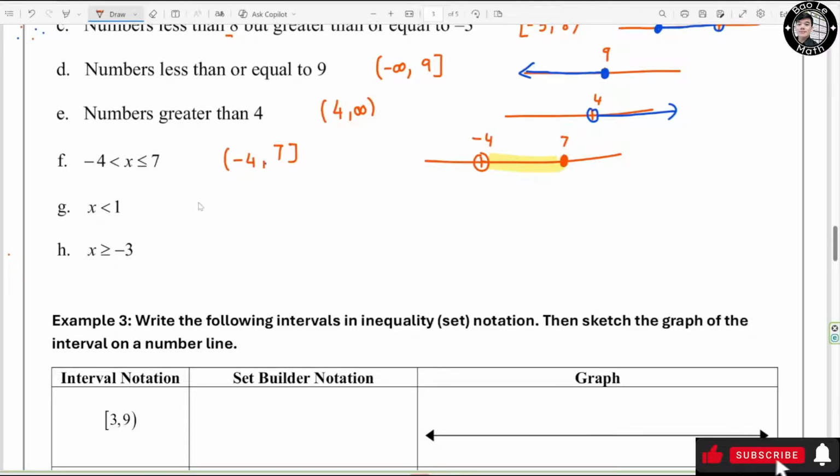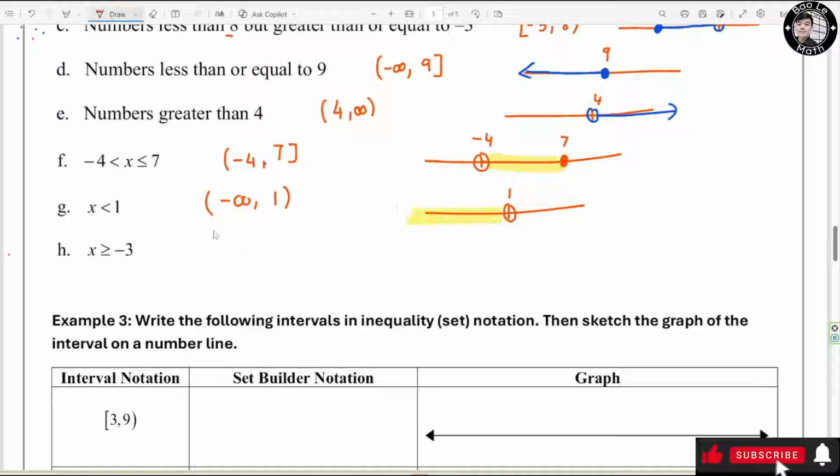Question G, s less than 1. So it should be negative infinity to 1. Draw the number line, 1 right here, less than 1. So this one should be an open circle. So your interval should be from 1 all the way to the left.